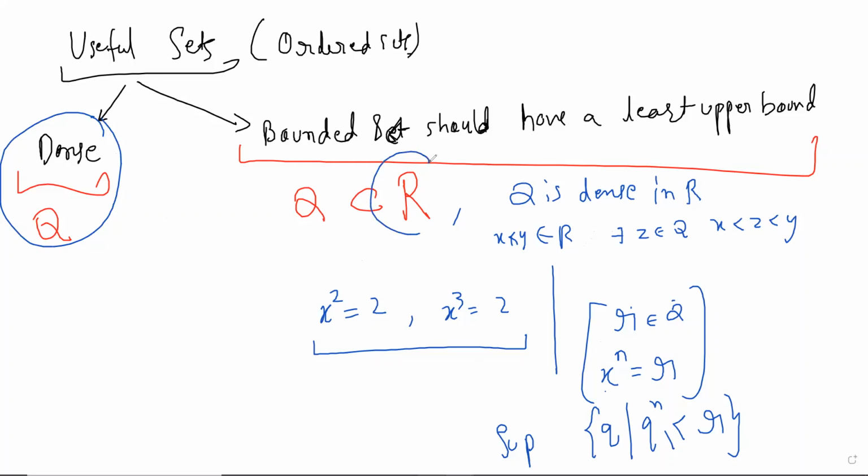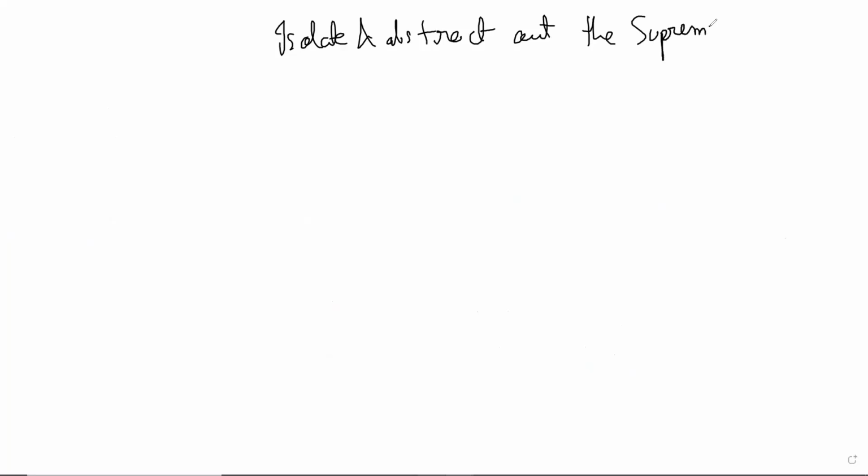So real numbers, now this R is a very good set for us to do analysis on. Every bounded set has a supremum. That's a good thing. Okay, so this was just a little bit of a review from what we have done yesterday. But now let us isolate and abstract. So what do I mean? Let's isolate and abstract out the supremum operation.